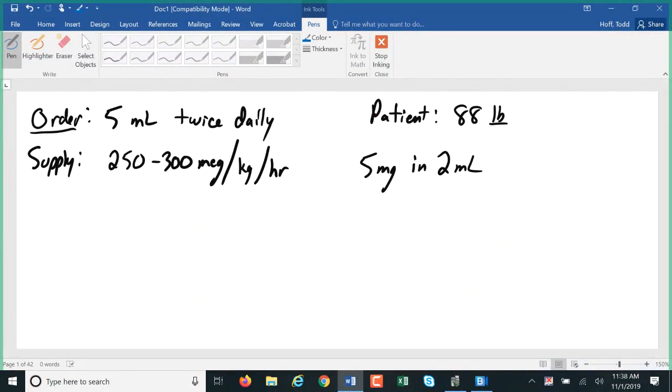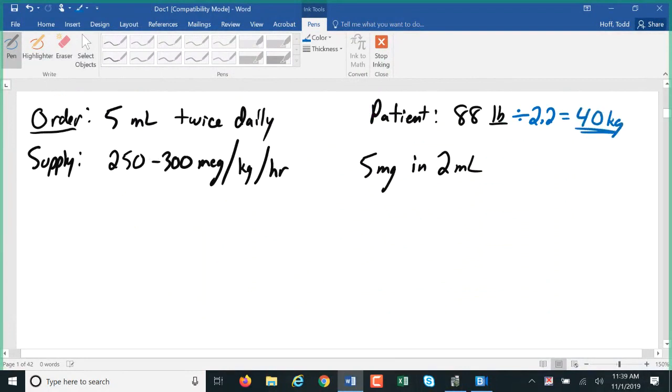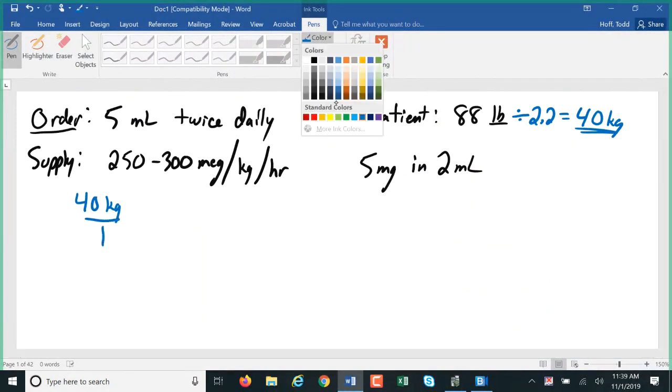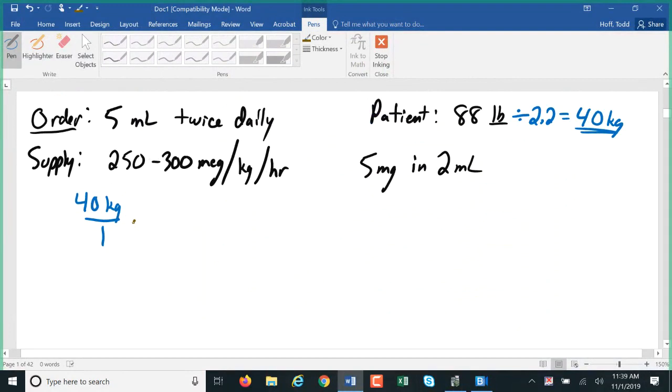So as always, we start off by making sure our weight is in kilograms. We're going to convert our 88 pounds, divide by 2.2. Our patient is 40 kilograms. Our calculation starts with the 40 kilograms over what? We're going to start out with the maximum dose, that's usually the one that we're worried about exceeding. That is 300 micrograms per kilogram. Kilograms cancel out. We are in micrograms.